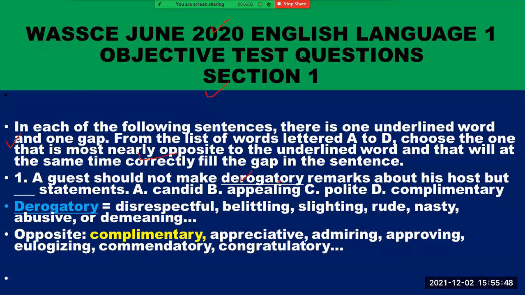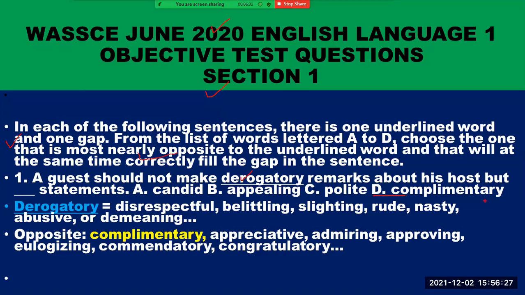Derogatory means disrespectful, all right? So the correct option is complimentary. When you compliment someone, you commend or praise them, which is the opposite of being disrespectful, belittling or rude, you understand? So you talk of complimentary remarks when you are referring to someone, you compliment someone.